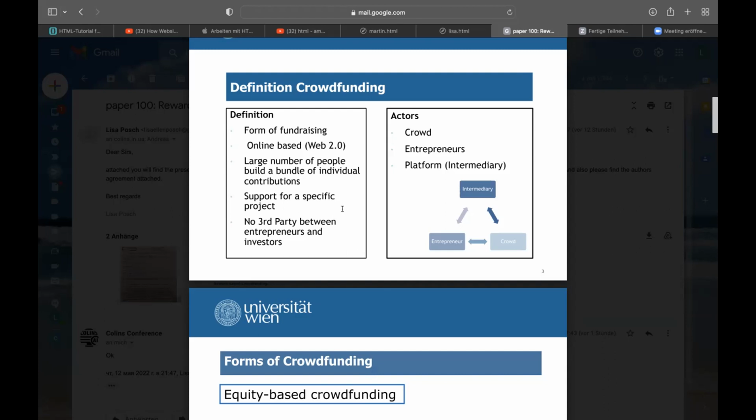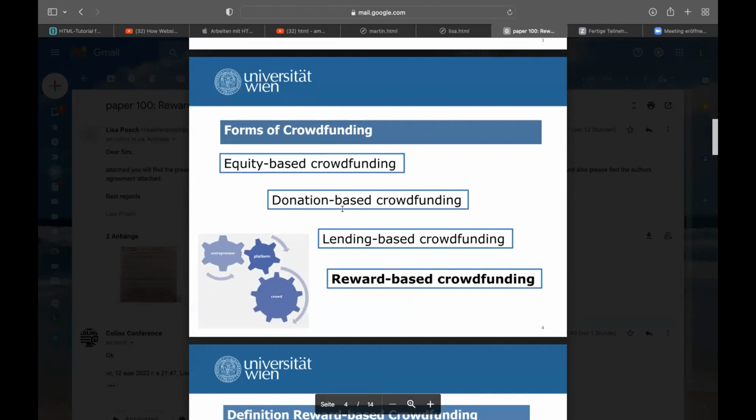Then there are different forms of crowdfunding which can be distinguished. Those are the most popular ones: equity-based, donation-based, lending-based, and then reward-based crowdfunding. My focus in this paper was on the most relevant form of crowdfunding, which is the reward-based crowdfunding concept.